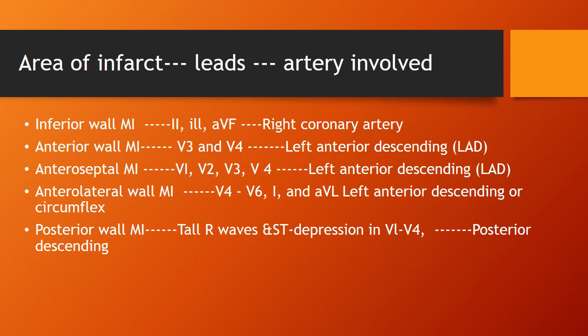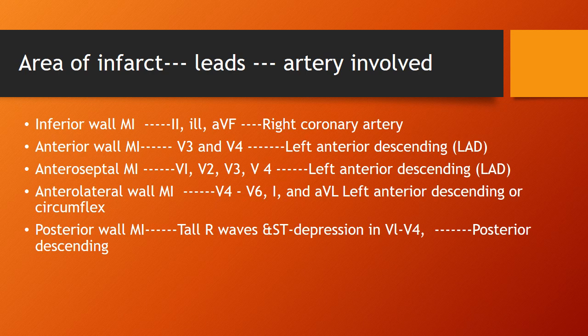So in this slide I have summarized the arteries which are involved in different types of MI and the leads on which you can see the changes. Blockage of the right coronary artery will lead to inferior wall MI, and it will be shown on leads 2, 3 and AVF. Blockage of the left anterior descending artery can lead to anterior wall MI or anterior septal wall MI. Anterior wall MI can be seen in leads V3 and V4, whereas anterior septal wall MI can be seen on V1, V2, V3 and V4.